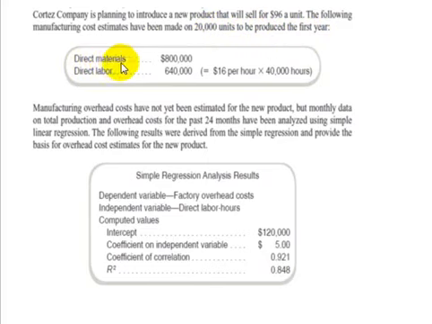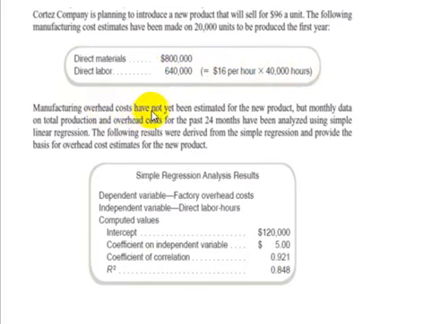We have direct materials costing $800,000 and direct labor costing $640,000. Note that this is $16 per hour times 40,000 hours.